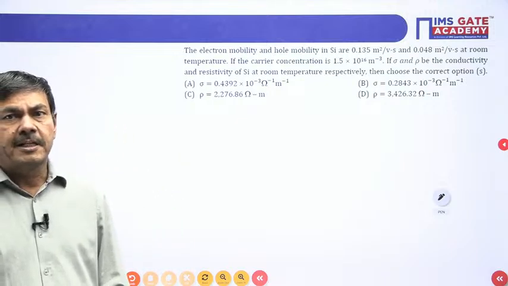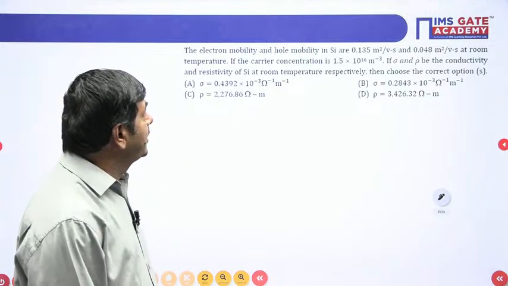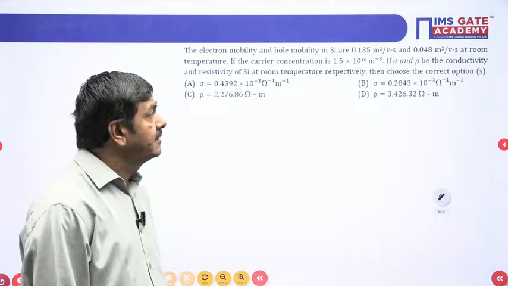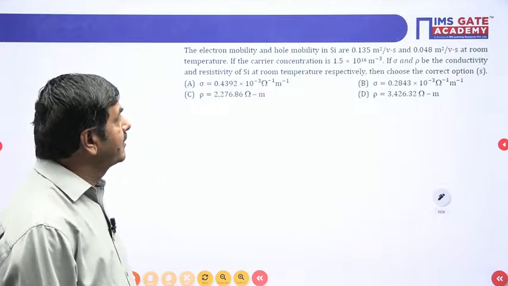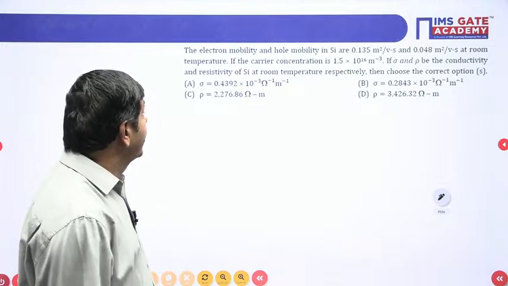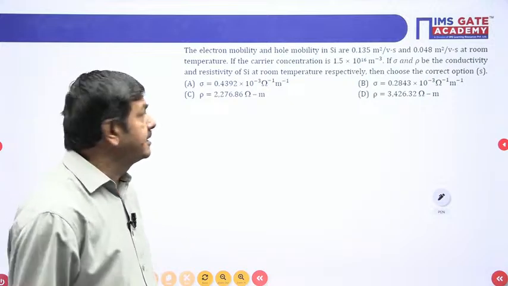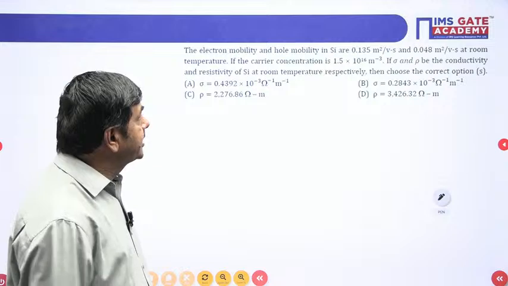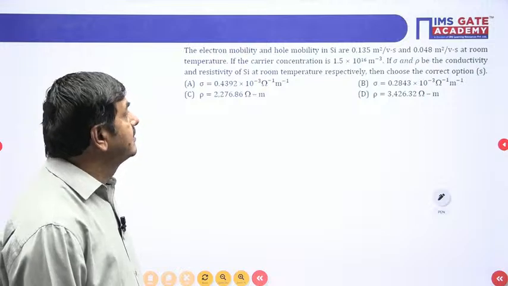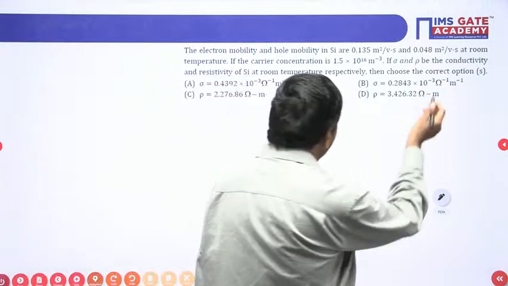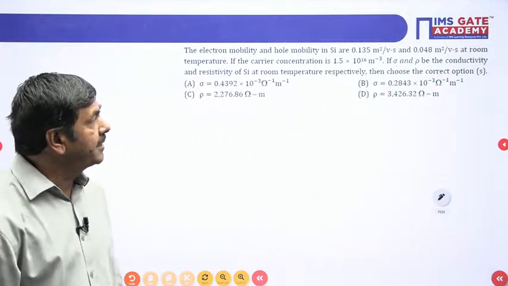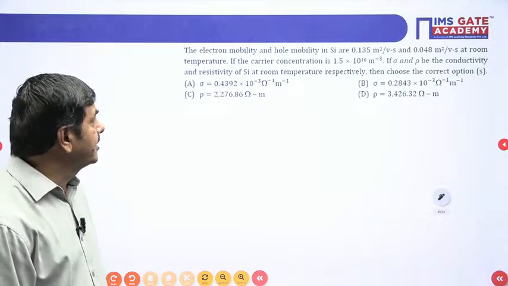But what is given in this particular problem? The electron mobility and hole mobility in silicon are 0.135 meter square per volt second and 0.048 meter square per volt second. Mobility of electron and mobility of holes are given at room temperature. If the carrier concentration is 1.5 into 10 power 16 per meter cube, and sigma and rho are the conductivity and resistivity of silicon at room temperature respectively, then choose the correct option.